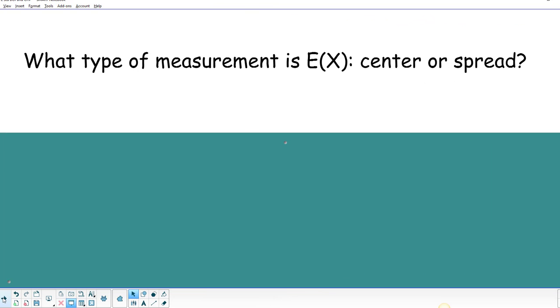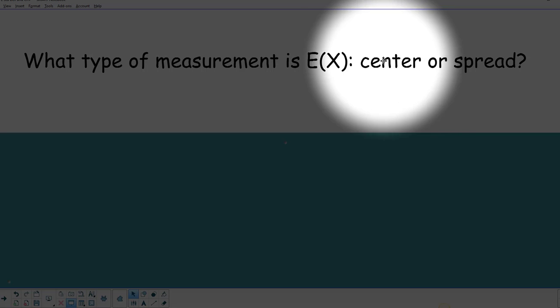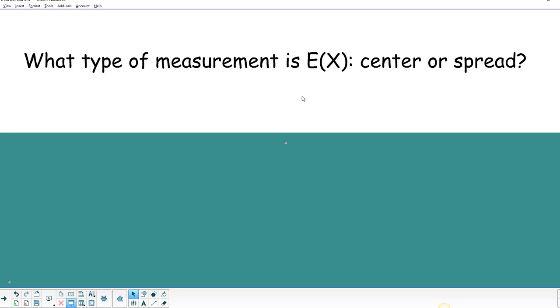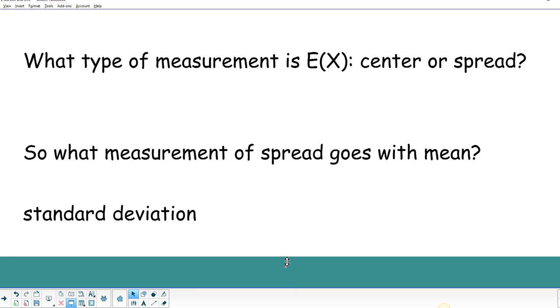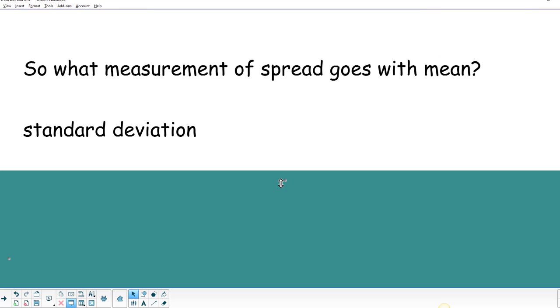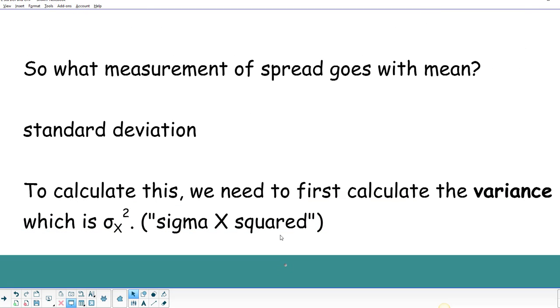Just to lay the groundwork, what type of measurement is E of x that we talked about last time? Was it center or spread? This was a measurement of center. We said before that it was the mean of any random variable. Now, what measurement of spread goes with the mean? If you remember, we always paired together median and IQR, and we paired together the mean with standard deviation. So the next thing we need to think about is how we calculate the standard deviation.